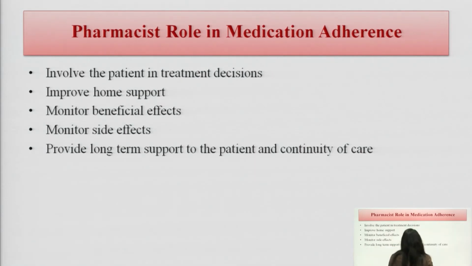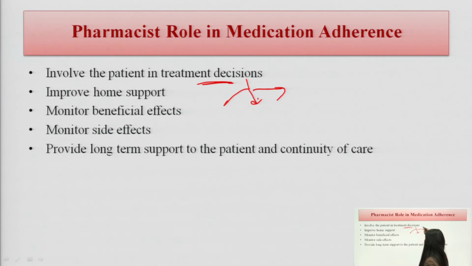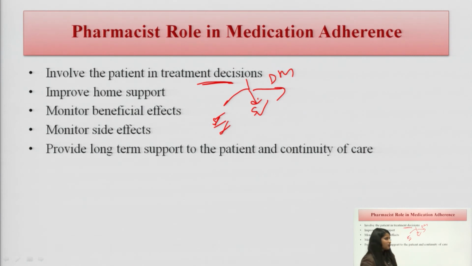Now coming to involve the patient in treatment decision. Yes, it is very important that the patient should be involved in the treatment decisions. Like if there are 2 and 3 options for a particular treatment, like for diabetes there are 2 and 3 options, one could be with a combination of 2-3 drugs, and another is with one drug for a longer time. So at least we can tell the patient, and the patient is aware about the treatment options.